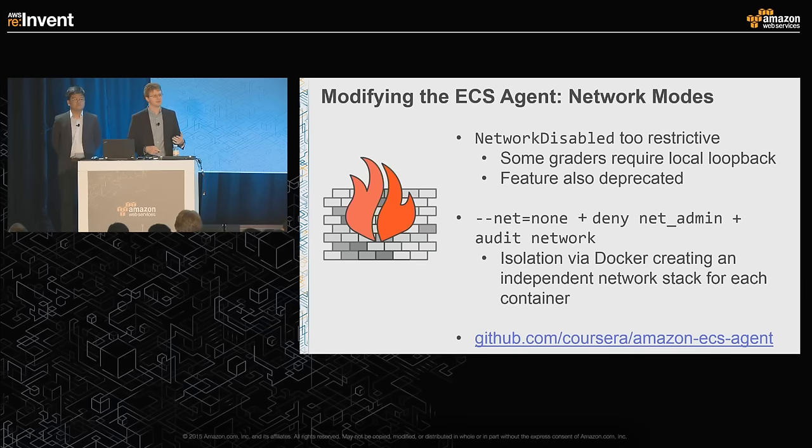Now, I mentioned that to do this, we've had to fork the Amazon ECS agent. We have it available open source on GitHub. Feel free to check it out or send us pull requests.